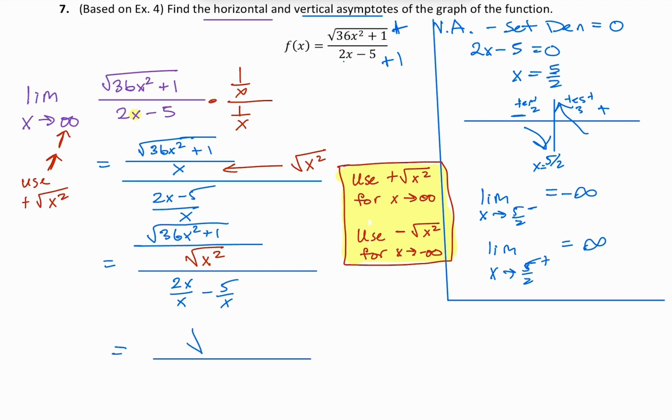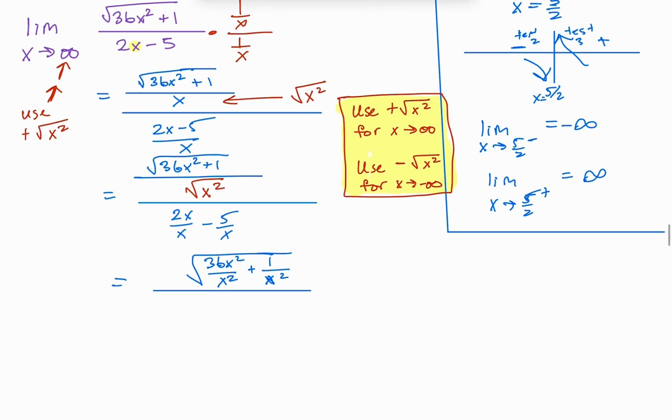So now I have the square root of 36x squared over x squared plus 1 over x squared. So I'm putting the square root over the whole numerator and denominator, and also decomposing the fraction in that step. And then I'll just copy down the denominator here.